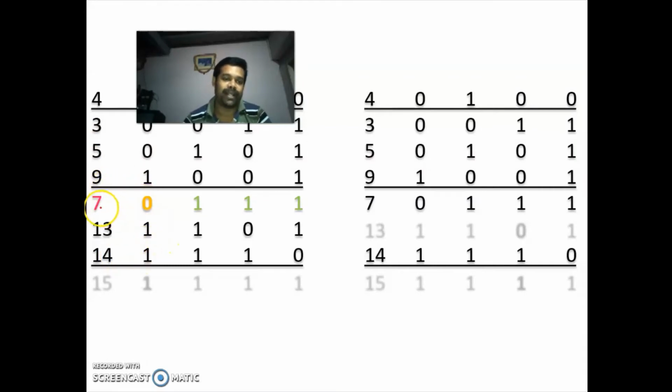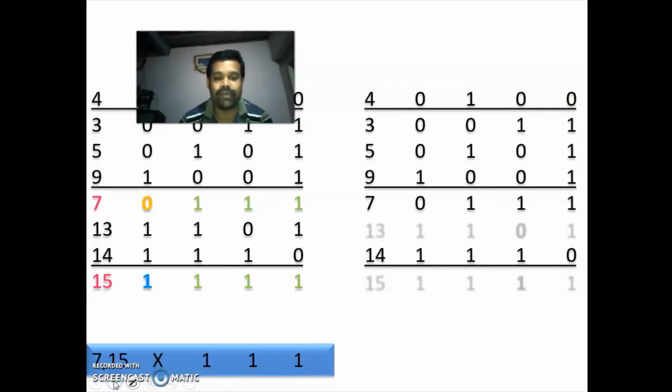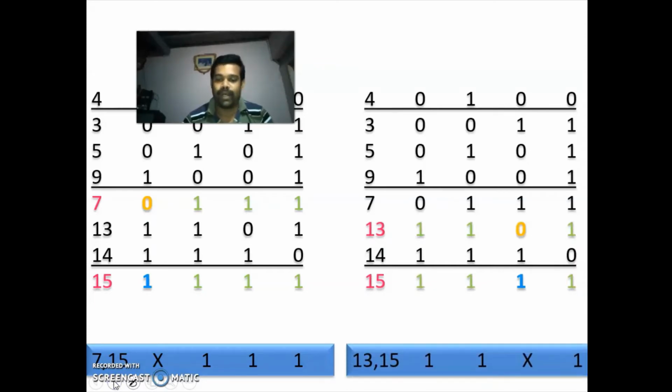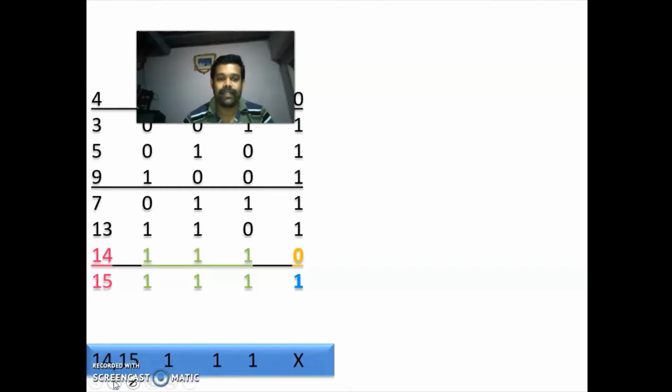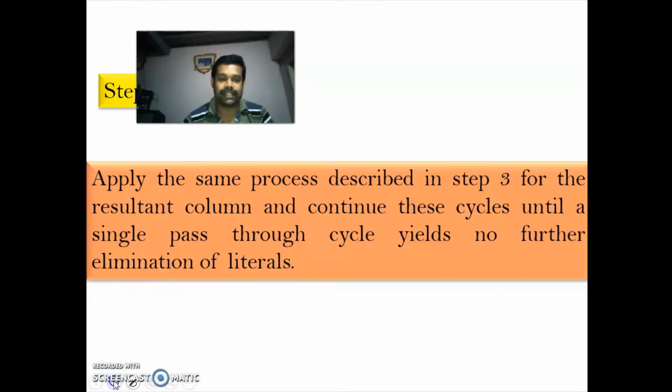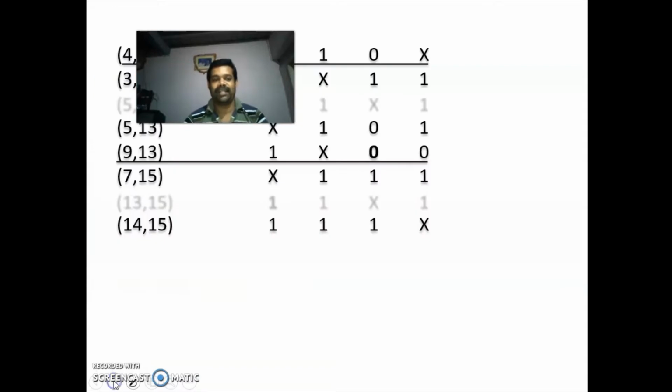Now we are going to compare 7 with 15, then 13 with 15, then 14 with 15. When you are comparing 7 and 15, only one variable is changing. So x 1 1 1. Then 13 and 15, only one variable, the third variable, is changing. So 1 1 x 1. Then next we are comparing 14 and 15. Only the last variable is changing. That is 1 1 1 x. Now we are going for the next step.